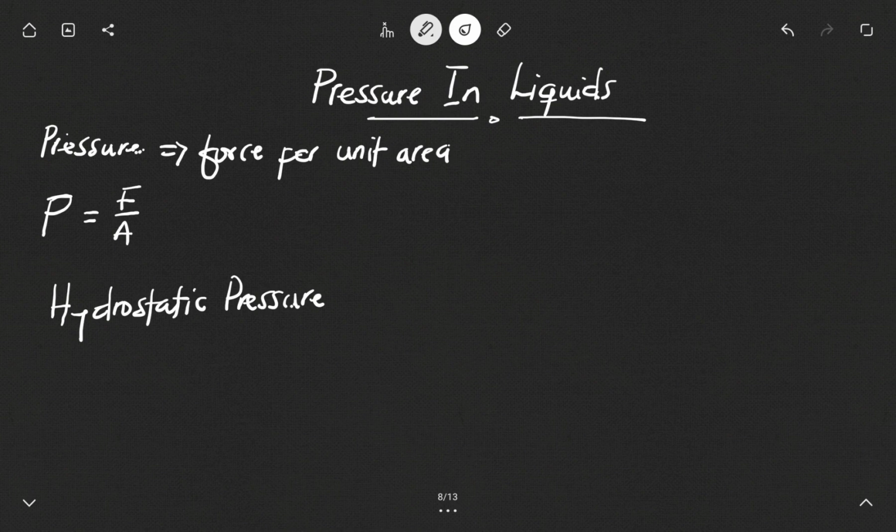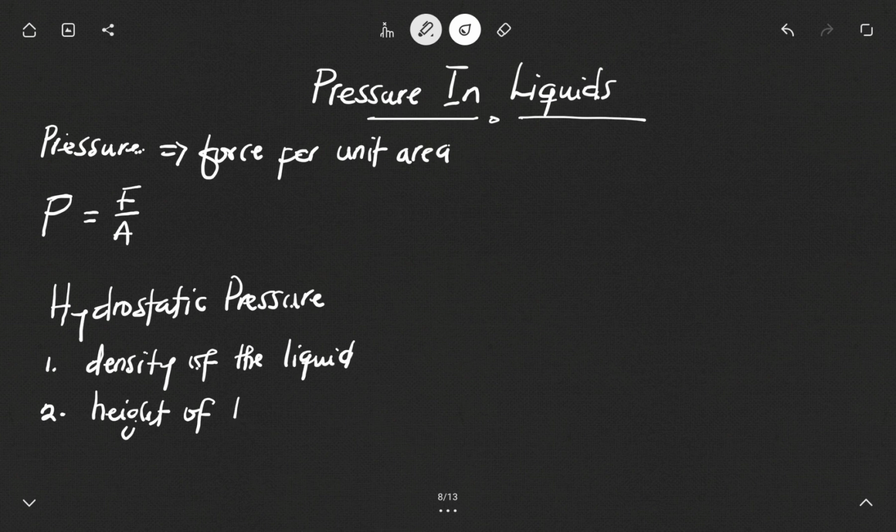Now this hydrostatic pressure depends on three things, so let's look at them. The first thing that pressure in liquids depends on is the density of the liquid. The second thing it depends on is the height of the liquid. And lastly, the third one is the acceleration due to gravity.